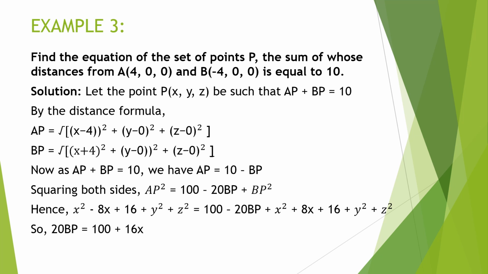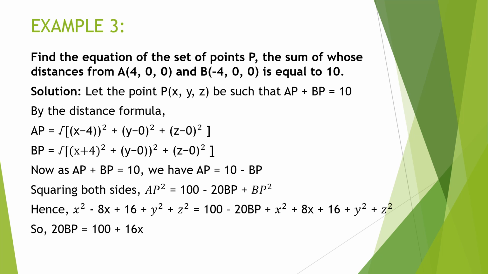What will be AP? A has 4, 0, 0 and P has x, y, z. That means root of (x minus 4) whole square plus (y minus 0) whole square plus (z minus 0) whole square. It is given AP plus BP is equal to 10. So we can write AP as 10 minus BP. Now just square both the sides. So AP square is equal to (10 minus BP) whole square, means 100 minus 20 BP plus BP square. Put the values of AP square and BP square.